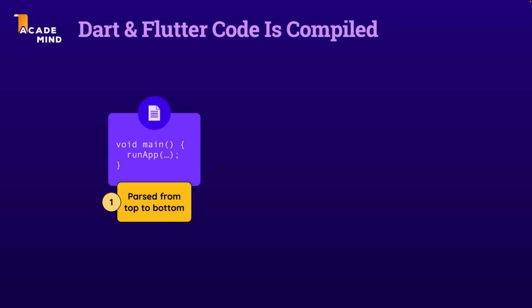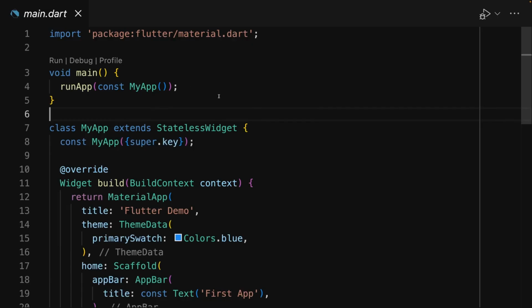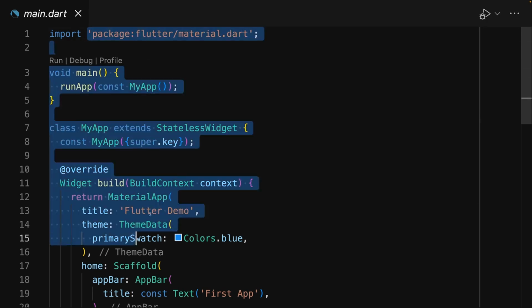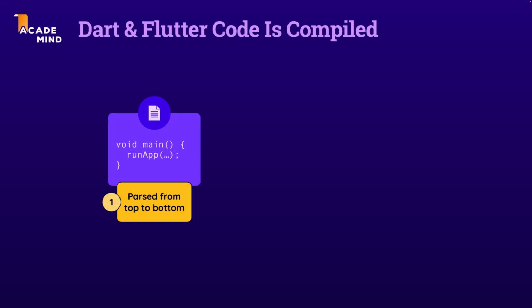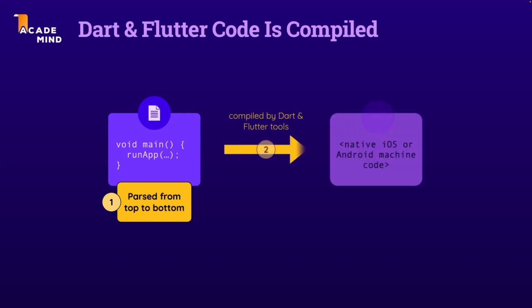programming language. Now, after your code has been parsed, it must be translated to a language that is understood by the target platforms, because, as I just mentioned, this code can't be executed like this on Android or iOS or other target platforms. Therefore, as a next step, after parsing the code is compiled by various Dart and Flutter tools, which simply means it's translated into some other code, some native iOS or Android machine code, so some code that is understood by iOS or Android or whichever target platform you are targeting.